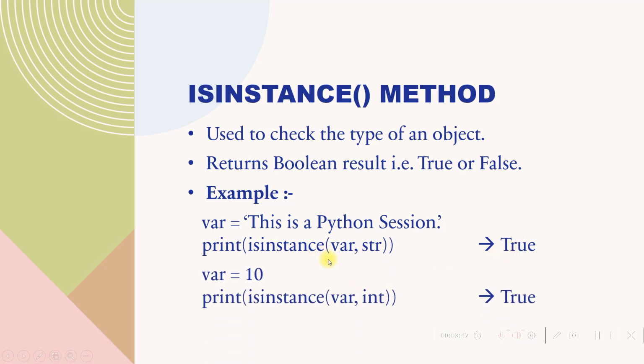Now the next example is var equals 10. Again, the isinstance method is checking whether this variable var is an object of the class integer. If it is, then we will get the response as true. Similarly, var equals 10.20, and here I am checking whether this variable var is an instance of the class integer or not. This does not belong to the integer class, because this is a float value. It belongs to the float class, and that is why I am getting the response as false.